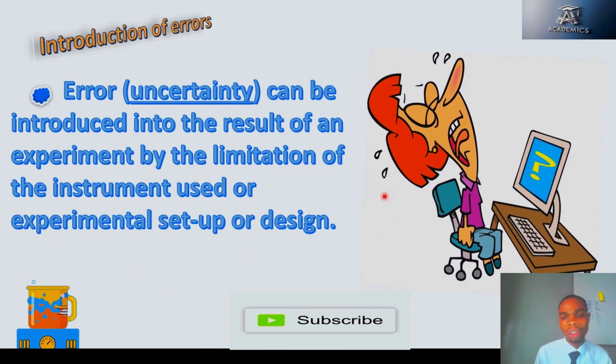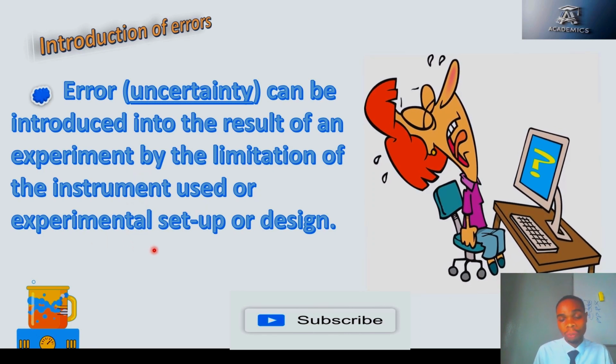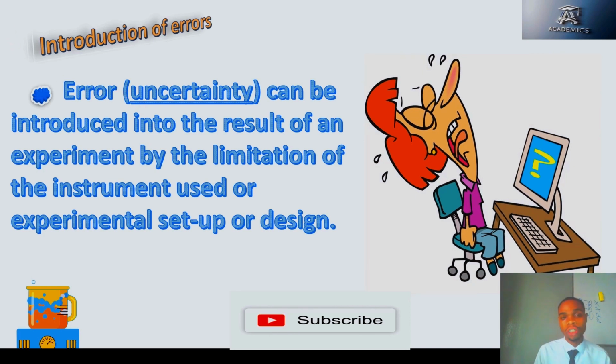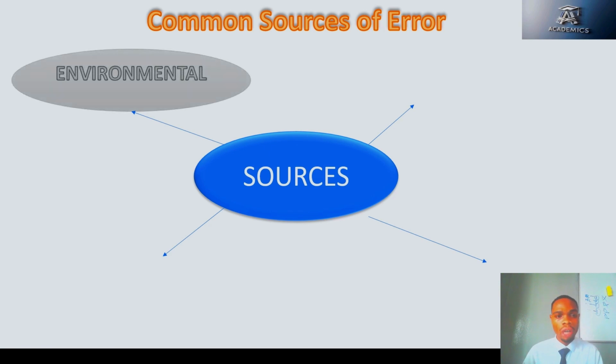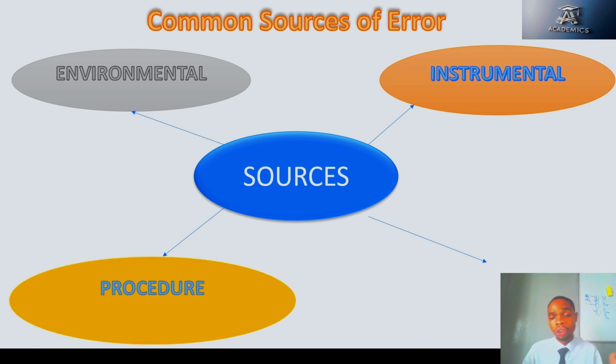So error can come in at any time in your result. It can be from a limitation of the instrument you are using or the experimental setup or design you are applying. So that's why you have to be very careful when you are planning your experiment. So common sources of error, we have the environmental error. Error can come from the environment, like changing weather condition, like relative humidity and all that. It can be instrumental error based on the limitation of the instrument you are using. It can be the procedure you are using. Maybe you are using the wrong procedure to bring error.